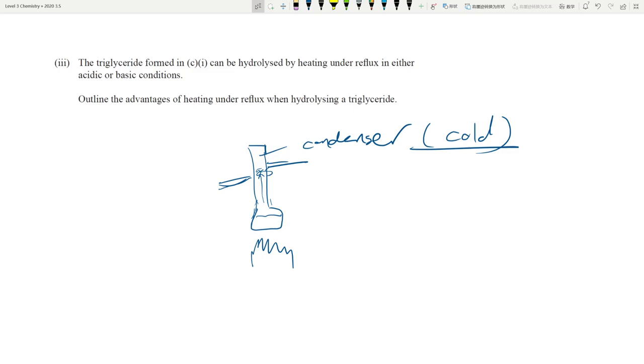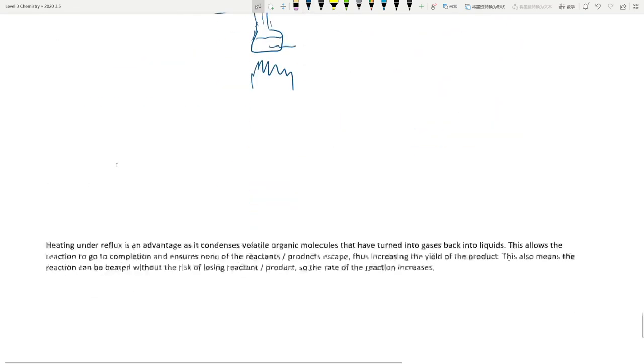Okay, so you're letting the gas react and vaporize, and then the remaining unreacted stuff sitting in here is more likely to collide with each other. So you just don't lose anything because this is a closed system. These two inlets and outlets are just for the water to go in and out, for the condenser to remain cool.